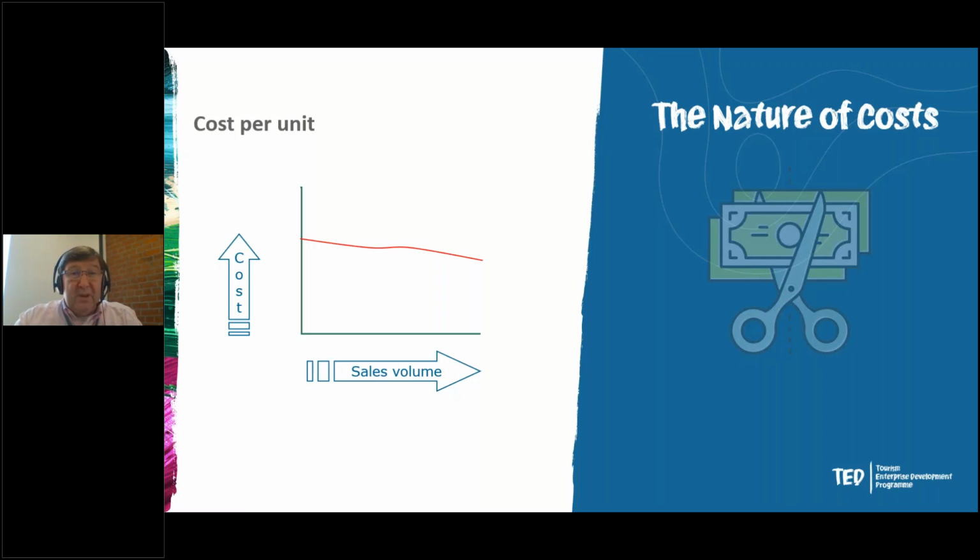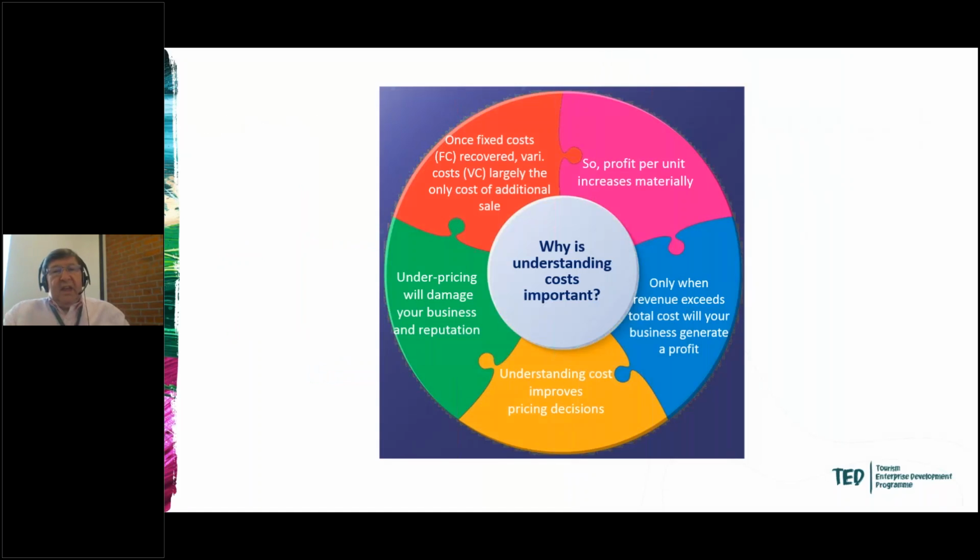But probably the biggest influence of all is the fact that the higher your volume, your fixed costs are being spread over a broader pair of shoulders or a broader base, and that's driving down your cost per unit. So I suppose the more volume you get through, then in theory, the more profitable you should be. And understanding that is important really for a whole host of reasons. And again, most of these you'll already be very familiar with.